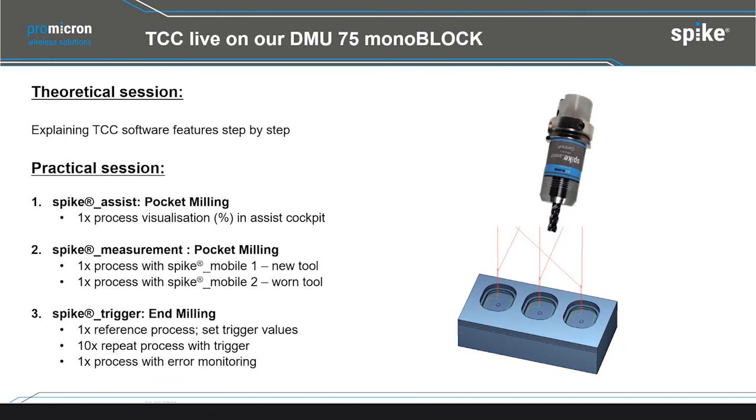So what can you expect from today's webinar? First, I would like to explain the TCC software features step by step in theory. Later on, as you have experienced in the first webinar, we will jump to our milling machine, DMU 75 monoblock, with our application engineer Dirk Missing, and he will run the software and Spike systems for us live.